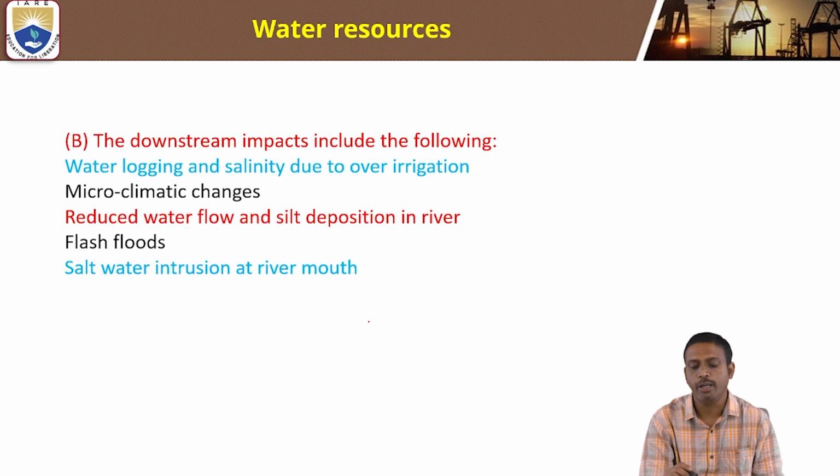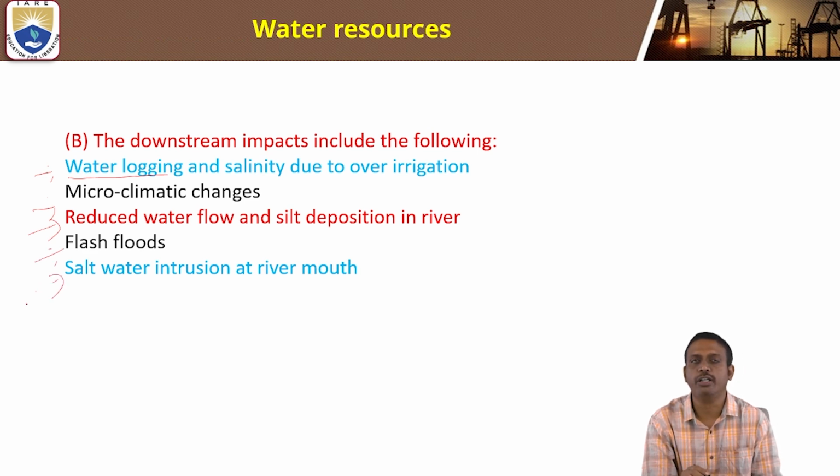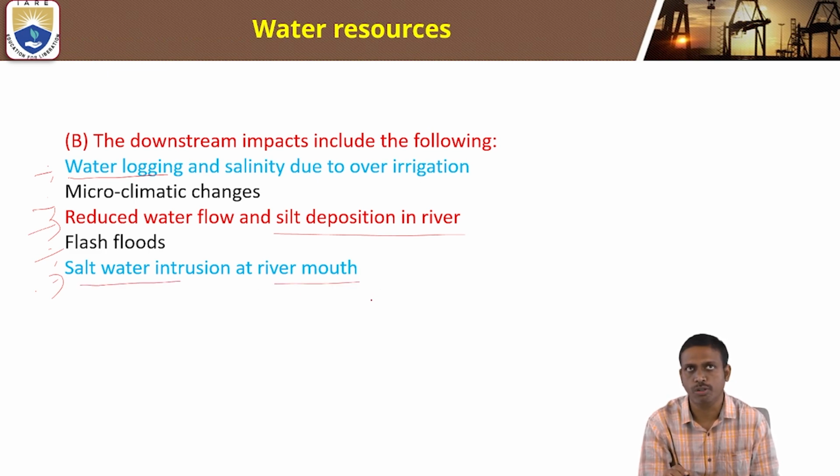Downstream impacts include the following: waterlogging and salinity due to over-irrigation, microclimatic changes, reduced water flow and silt deposition in the river, flash floods, and salt water intrusion at the river mouth.